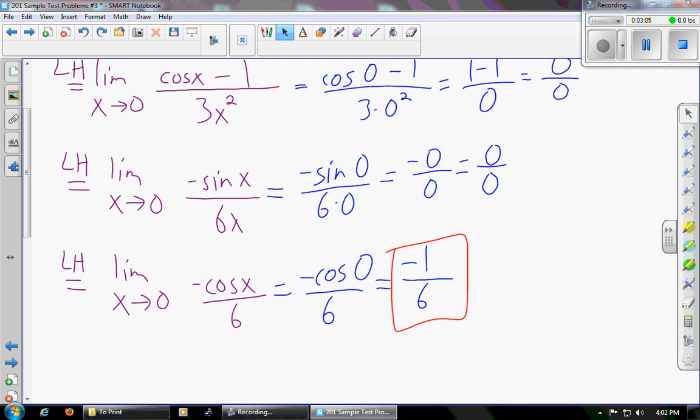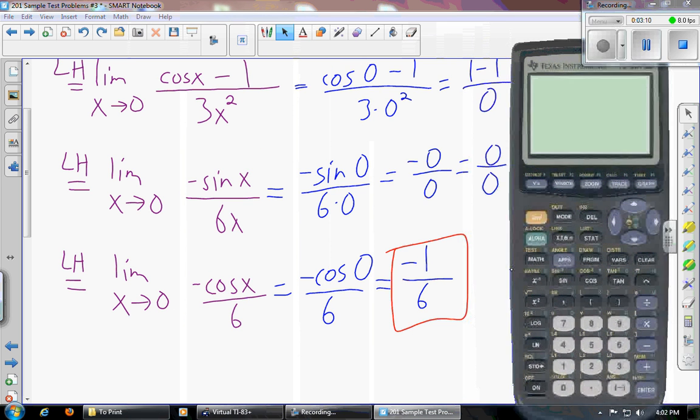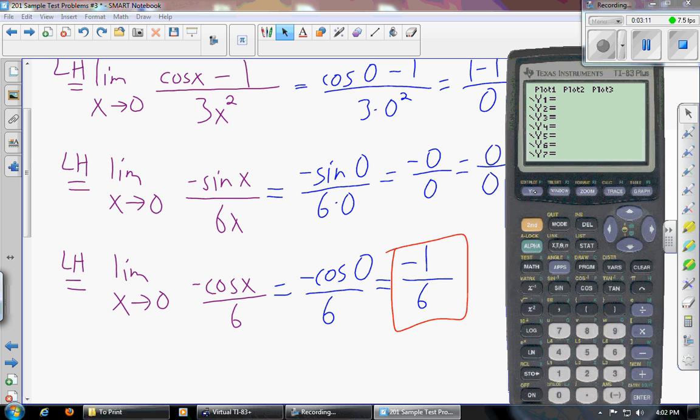And just for kicks, let's see if the calculator can confirm that behavior. So going all the way back up to the original function, it was sine x minus x, and then it was divided by, was it x cubed? I think it was. Okay, and now I'd like to plug in numbers really, really close to 0. So I'm going to go into table set. I'm going to change the independent variable to ask.